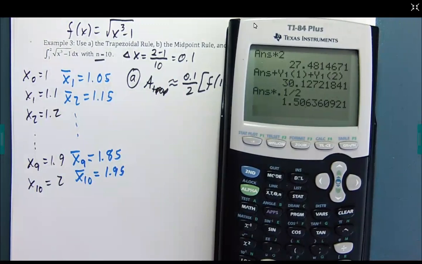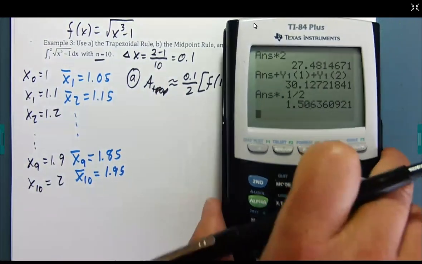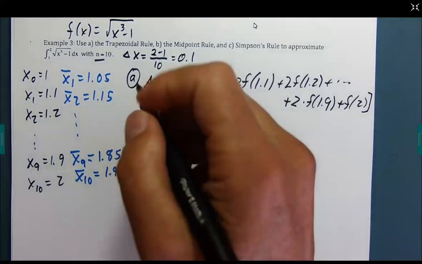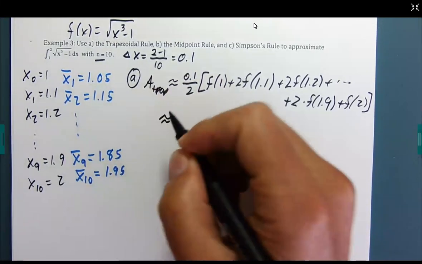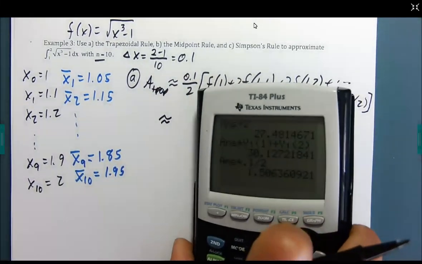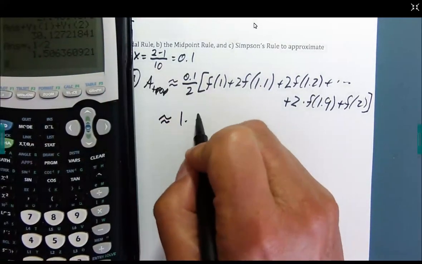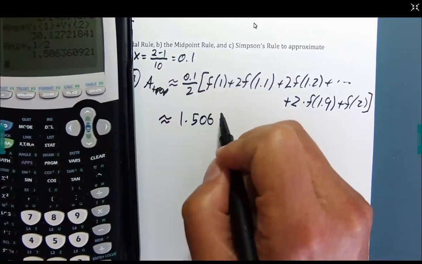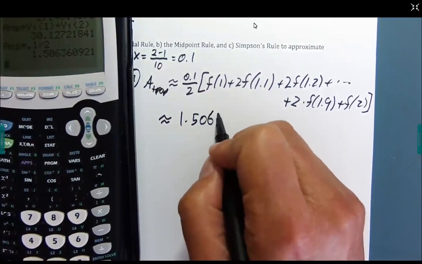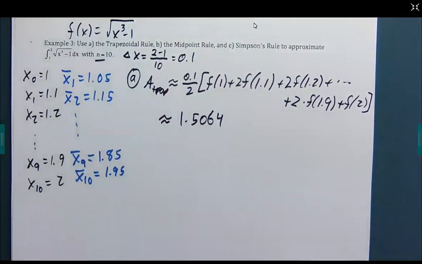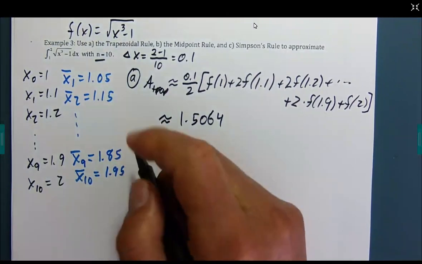So you may need to review this video. When we get to Simpson's rule and even the midpoint rule, we'll be doing something very similar. So this became about 1.506, 4, we'll say, rounding it off. Okay, let's do midpoint.